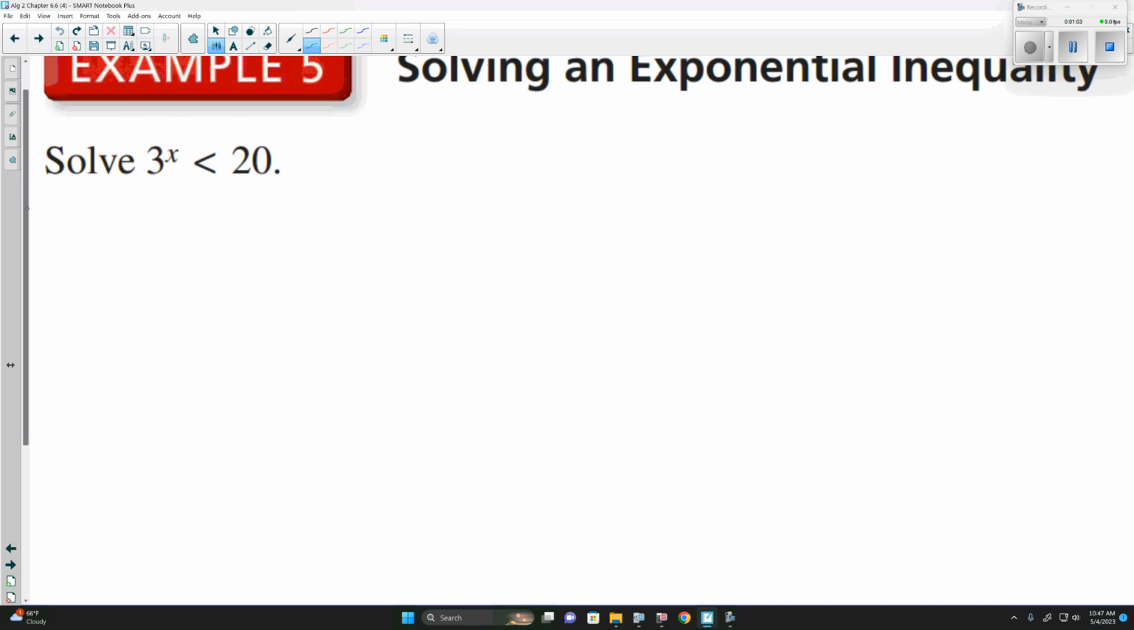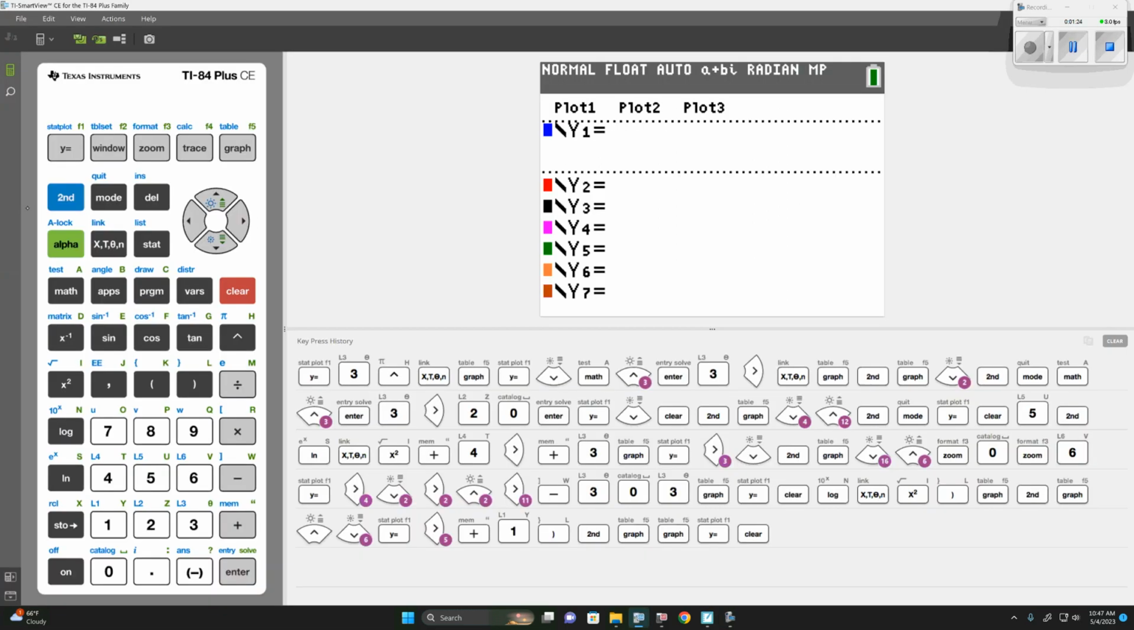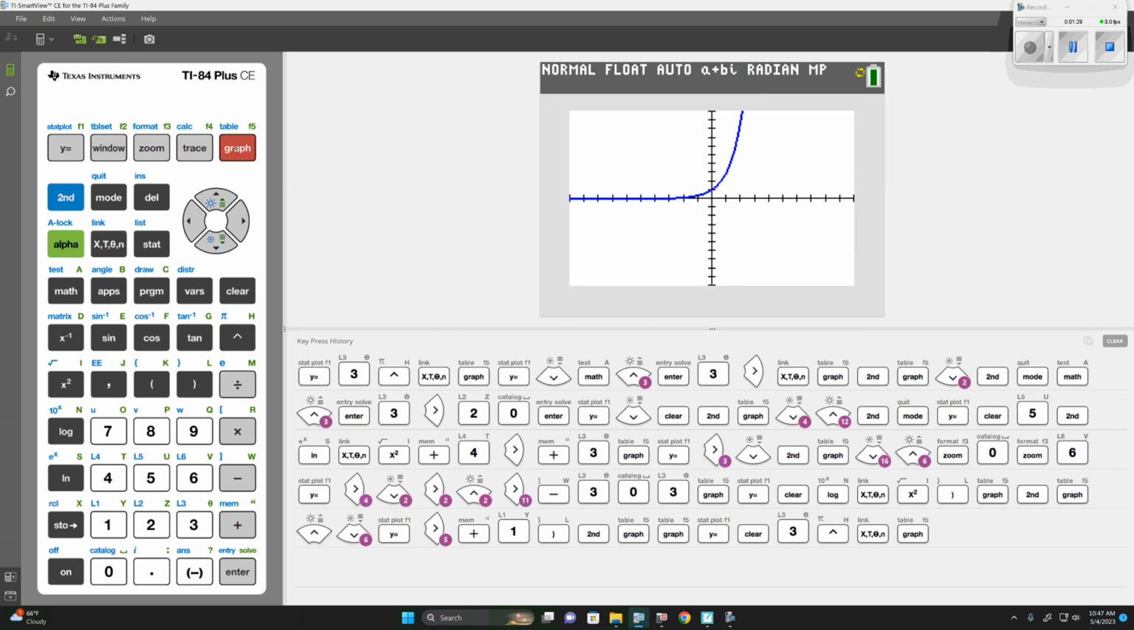Now, the last section of chapter 6 is inequalities, solving exponential and logarithmic inequalities. Now, with exponentials, the first few that we'll look at and one later, we don't have to worry about restrictions. So if I look at the graph of 3 to the x, we get this here. Any value of x can work in an exponent. We can have positives, we can have negatives, we can have irrational numbers. All of them will work.